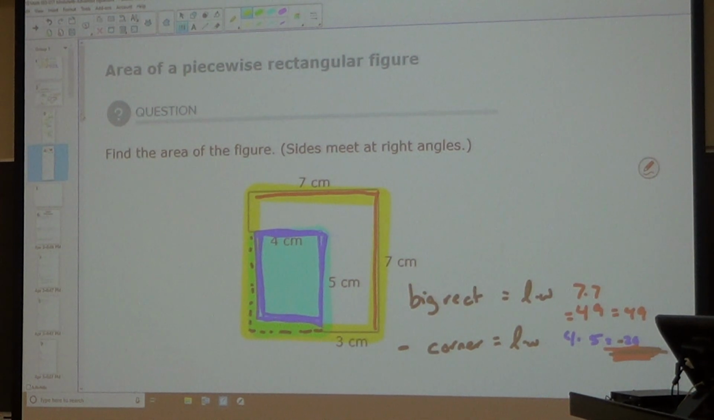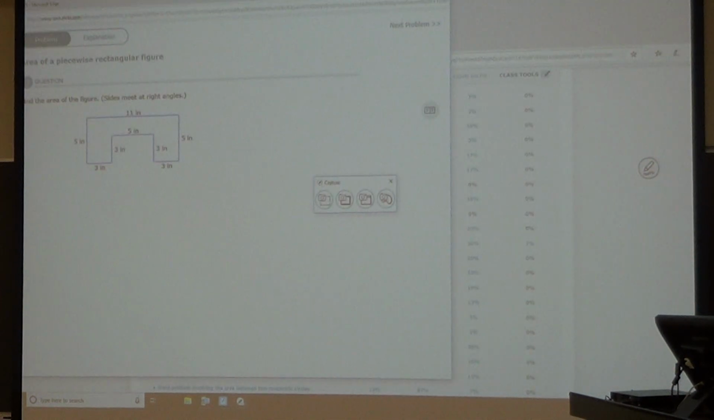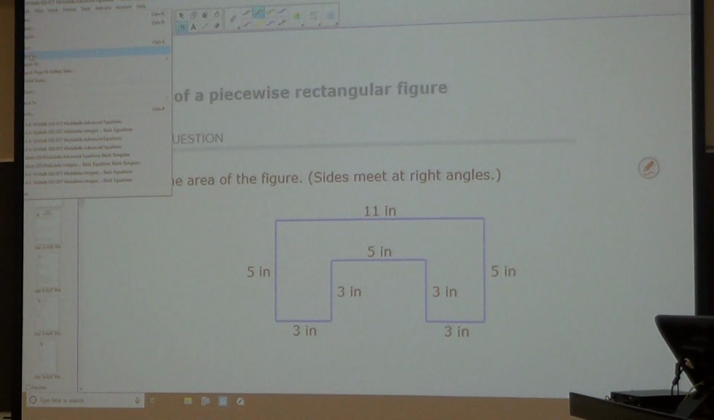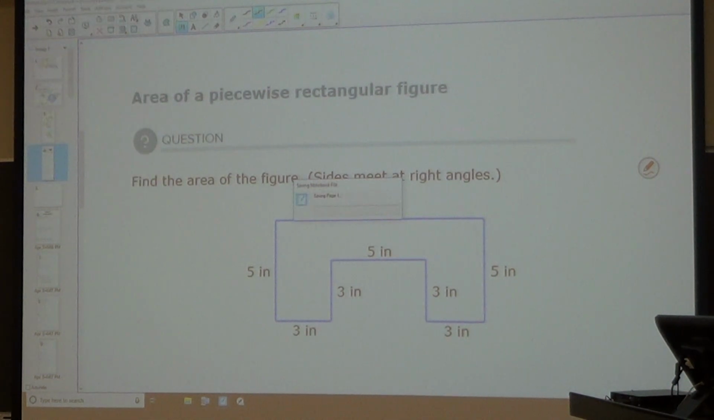Area. Now, let me see if it'll let me, it's not letting me do anything. Oh. Hold on. It's like completely possessed right now. Let me save this.